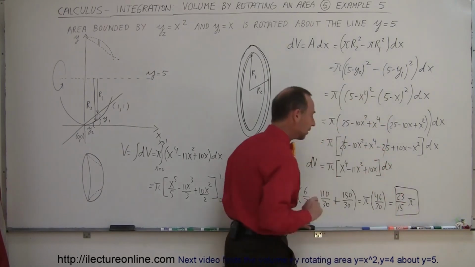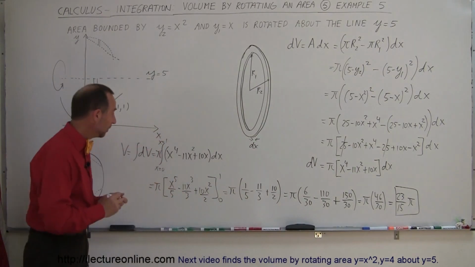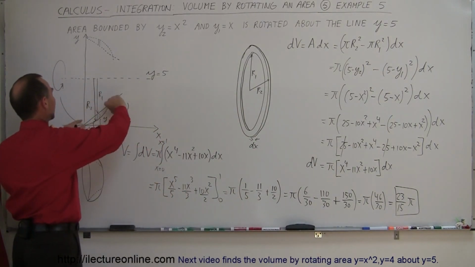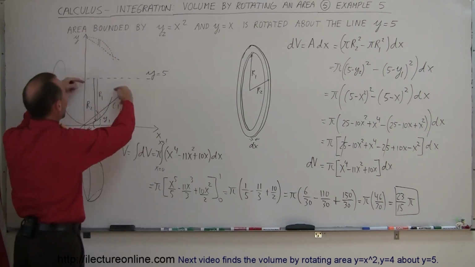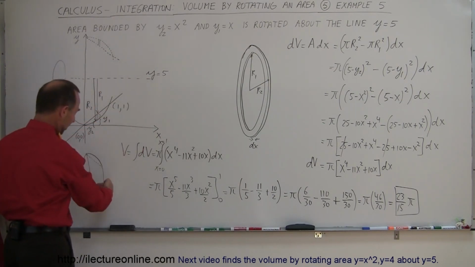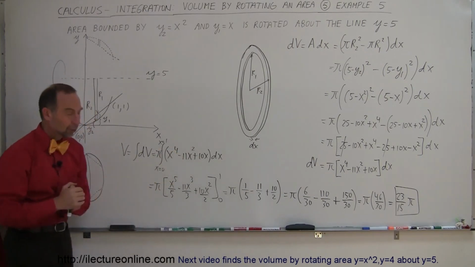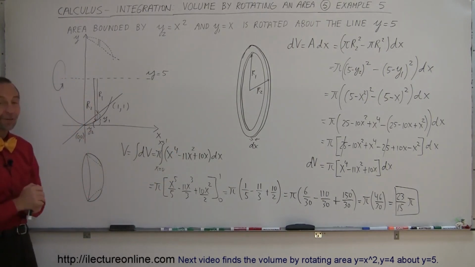And that should be the volume, not the area, when we take this area that's defined by the straight line and the parabola. If we rotate that about the axis y equals 5, we get this shape right here. We take the volume of that, should be 23 over 15 pi. That's how we do that.